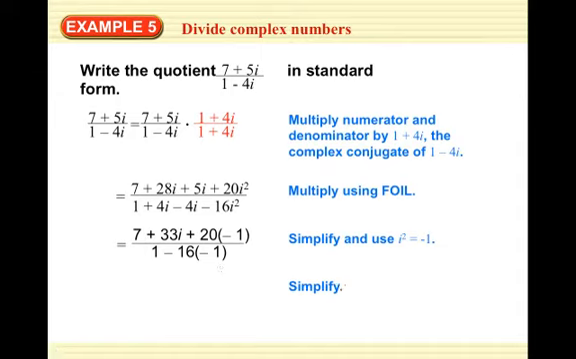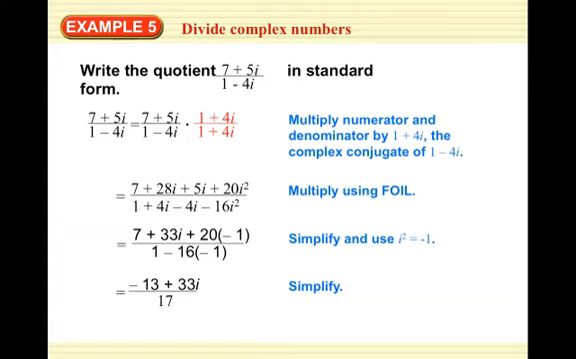So we continue to simplify. 7 plus -20 is -13 plus 33i, and then 1 minus negative 16 is the same thing as 1 plus 16, and so we get 17. Now for it to be standard form, you have to have imaginary component and real component separated out.